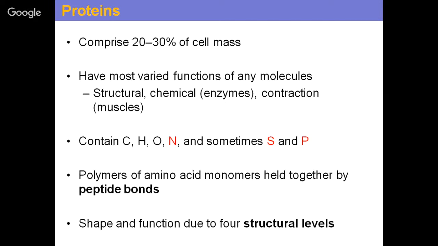Now let's look at the other polymer, which is the proteins. Proteins comprise 30% of the cell mass, and they have lots of functions. Sometimes they form structures, sometimes they work as enzymes, sometimes they do the function of contractions, and so on. The chemical composition, other than carbon, hydrogen, and oxygen, includes nitrogen and sometimes sulfur and phosphorus. The monomer which makes proteins is the amino acid, and 2 amino acids are held by a specialized bond called the peptide bond.